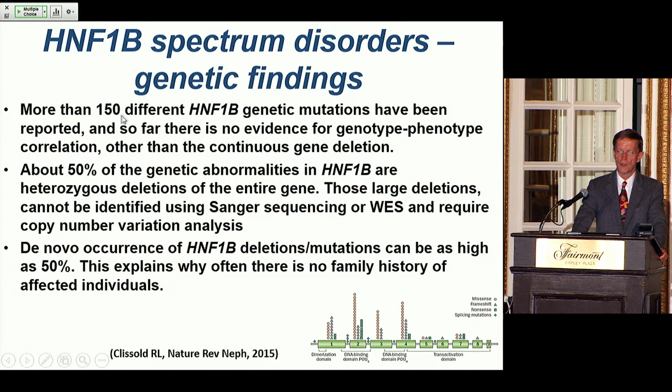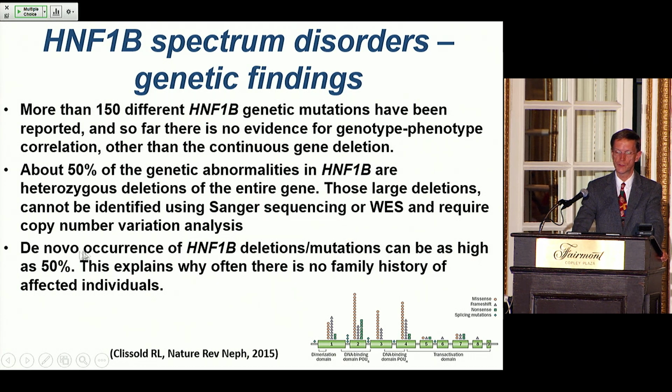And there is more than 150 different mutations known now, but 50% of the genetic abnormalities are actually heterozygous deletions, as in this patient, and they are hard to diagnose or cannot be diagnosed just by Sanger sequencing, so one will have to run copy number variation analysis together with the panel that you're running.